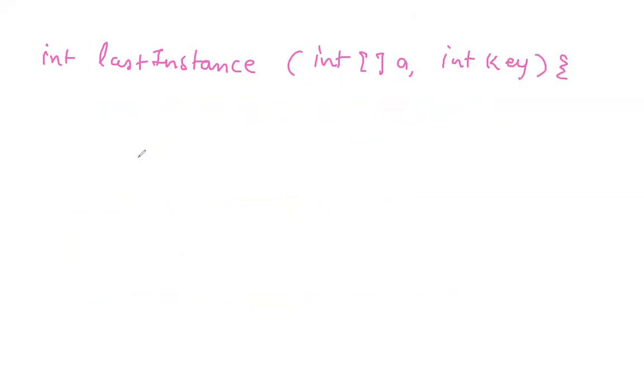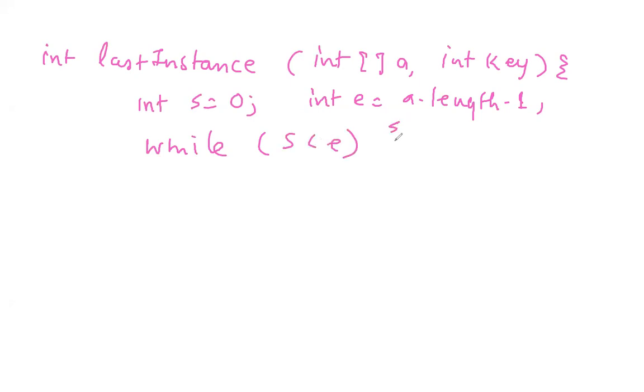This is key, right? So what will we do? We'll do integer s equals to 0. This is the typical template of binary search, these 5 lines, right? While s is less than e, mid equals to s plus (e minus s) divided by 2.